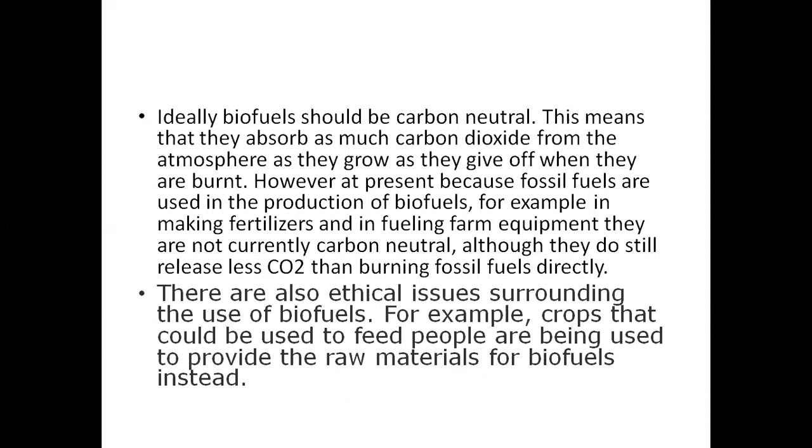There are also ethical issues surrounding the use of biofuels. For example, crops that could be used to feed people are being used to provide the raw materials for biofuels instead.